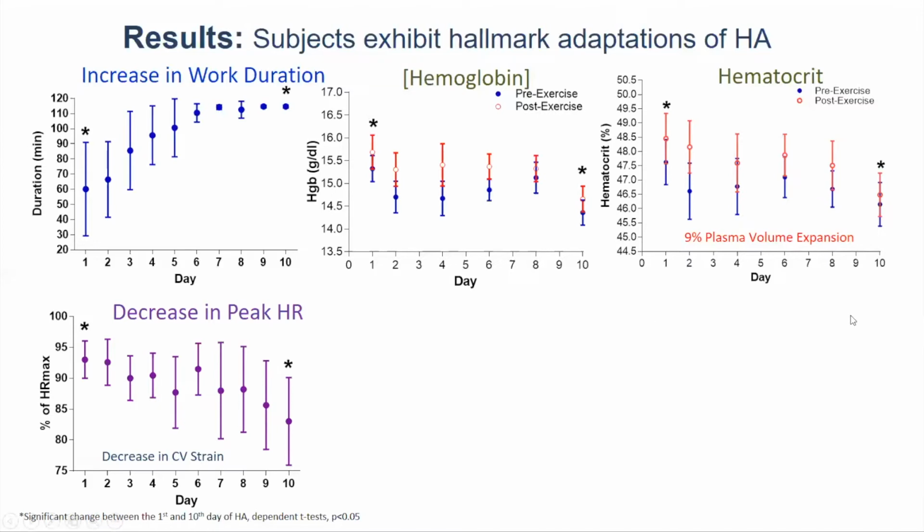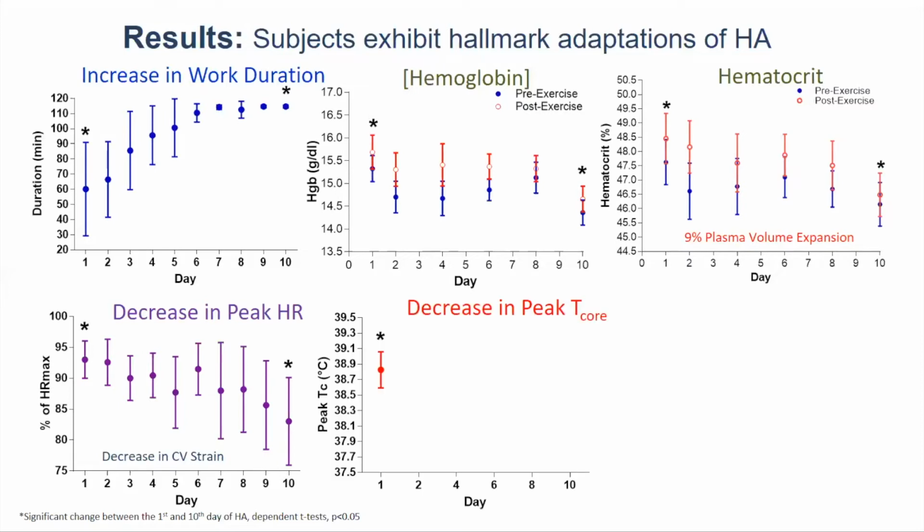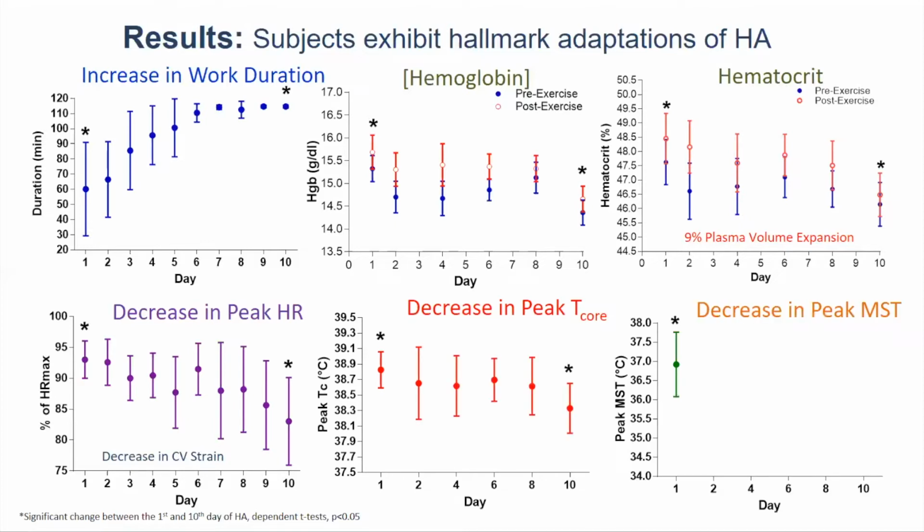How did they do this? Well, one, they had plasma volume expansion, which allowed them to dissipate heat by moving the heat from the core to the skin. And since they had expanded plasma volume, now they could maintain an increase in venous return. So this means that heart rate could now decrease because they had enough cardiac output to support themselves during exercise.